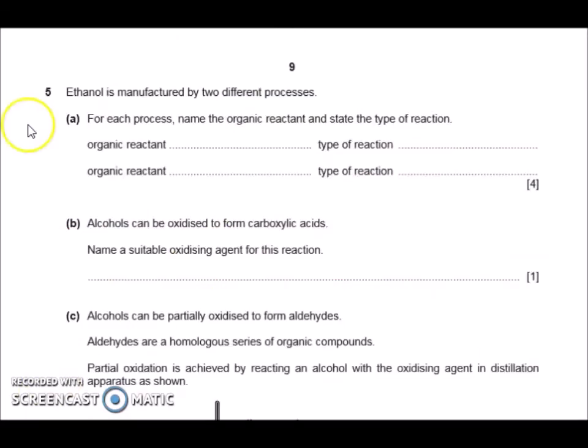Okay, this is the 5th question. Ethanol is manufactured in 2 different processes.